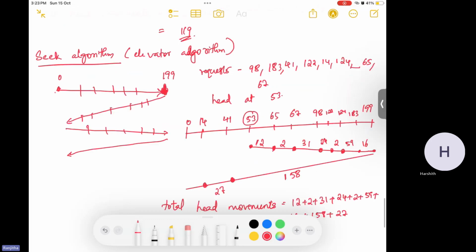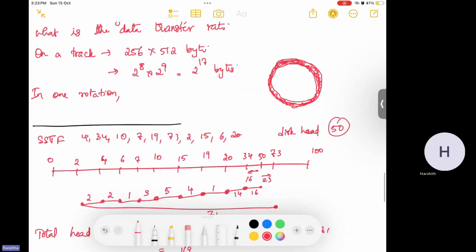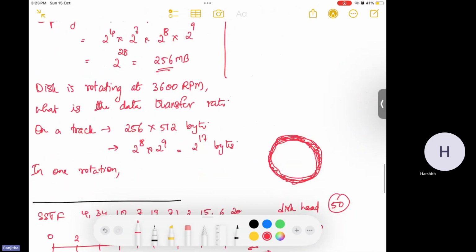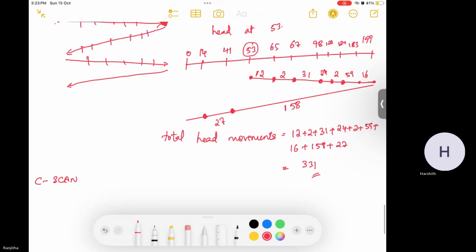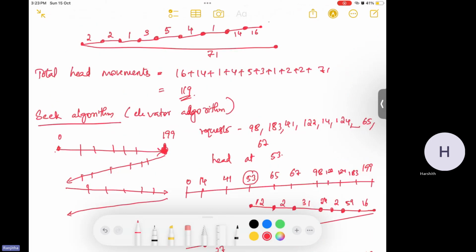which is higher than, okay, this was the same question. Oh, sorry, we lost the question. It was 236 for SSTF. So this is still not better than SSTF. So this is about SCAN scheduling. Okay, now there is something called C-SCAN.